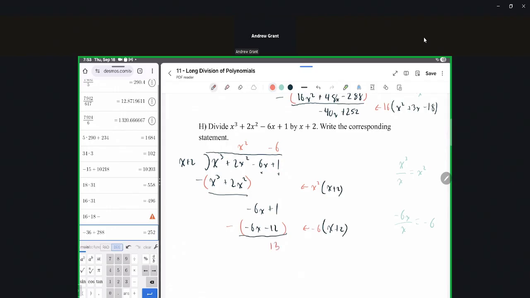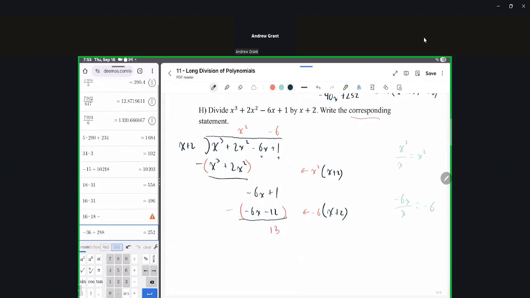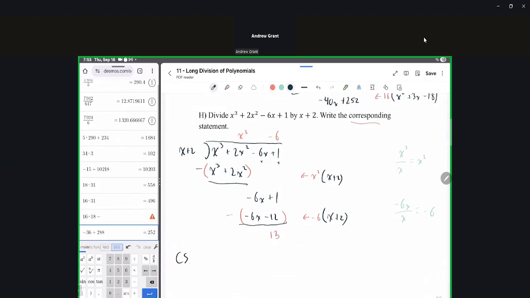So this one's the corresponding statement. So we write this as x cubed plus 2x squared minus 6x plus 1 is equal to the divisor, x plus 2, multiplied by the quotient, plus the remainder. Okay.